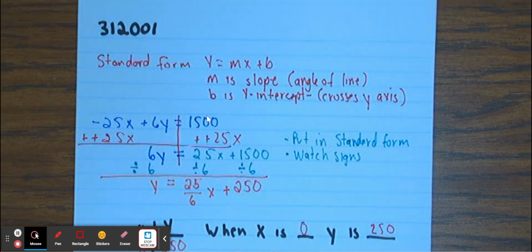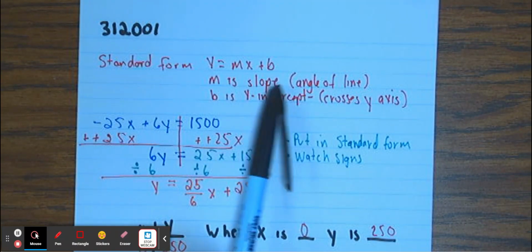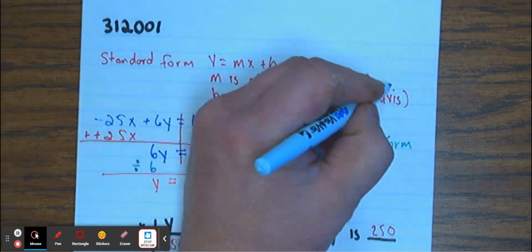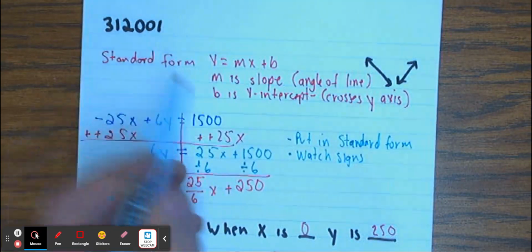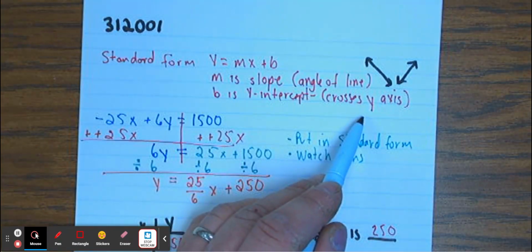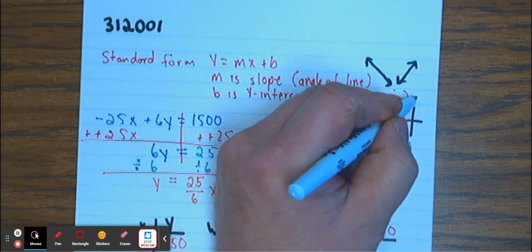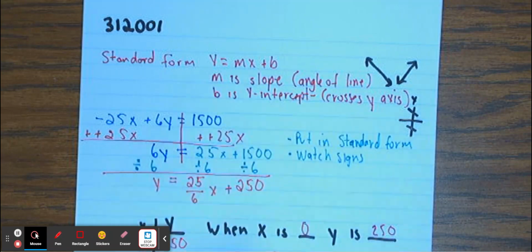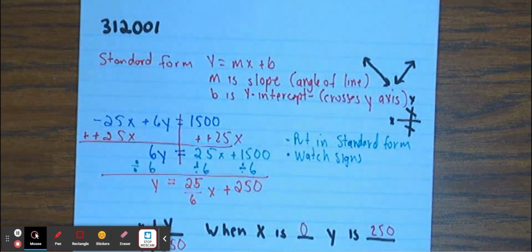So remember, standard form is y equals mx plus b. M stands for the slope or the angle of the line. When you see the line going like that or like that, that is called the slope. The b stands for the y-intercept. That's where it crosses the y, so wherever the line would cross the y-axis. Okay, this is your x. So wherever it would cross is the y-intercept.